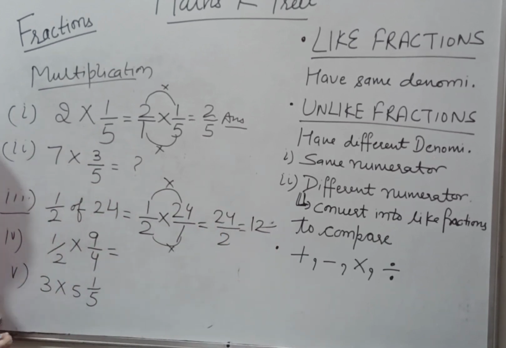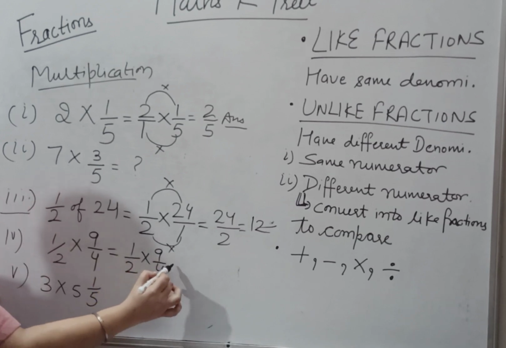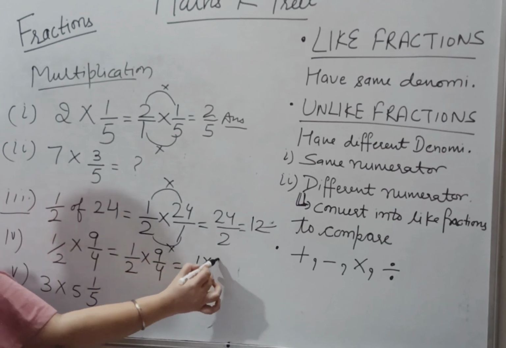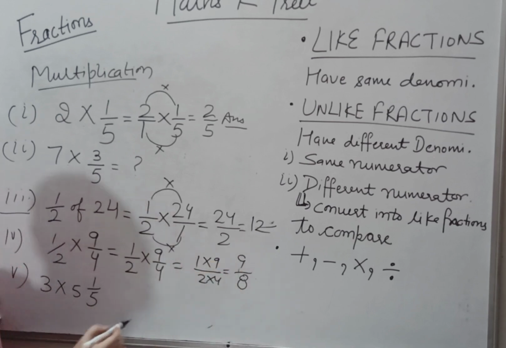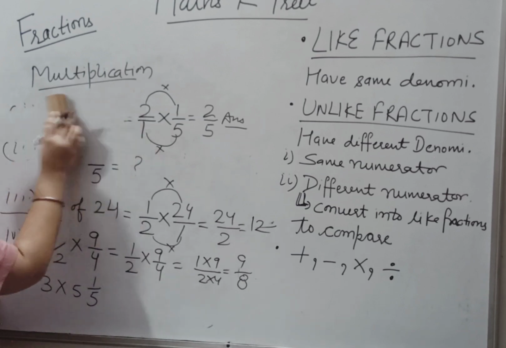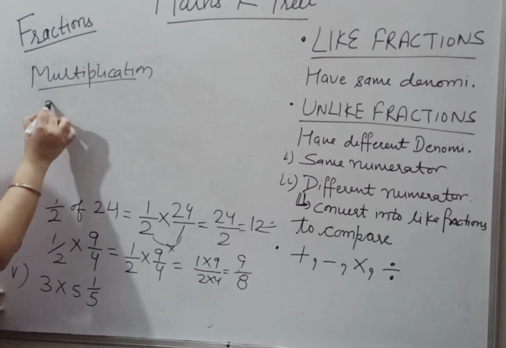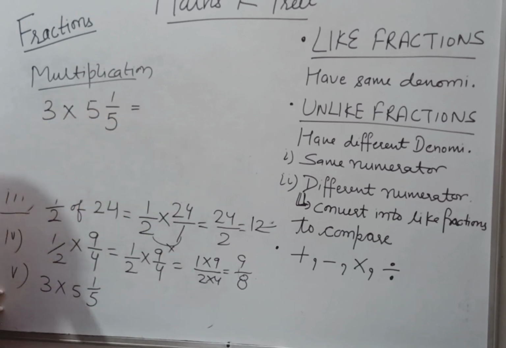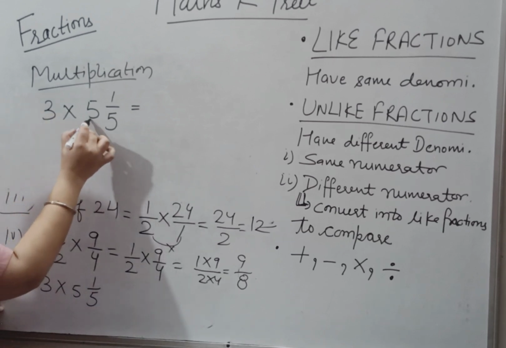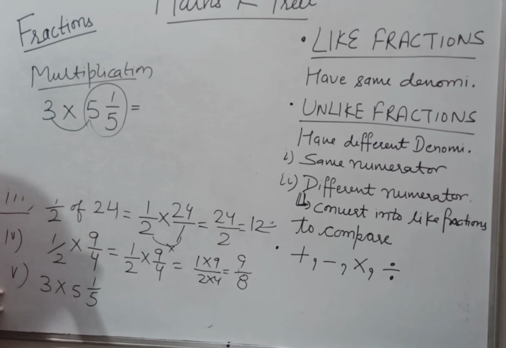Next, this is already a part, this is also a part. So again 1 into 9, 2 into 4, that is 9 by 8. Next, the last one, I would like to write here, 3 into 5, 1 by 5. So this is equals to what? I will just simplify it first. I will not directly multiply this with 5. This is wrong.